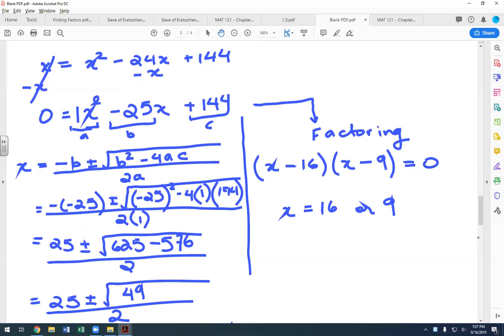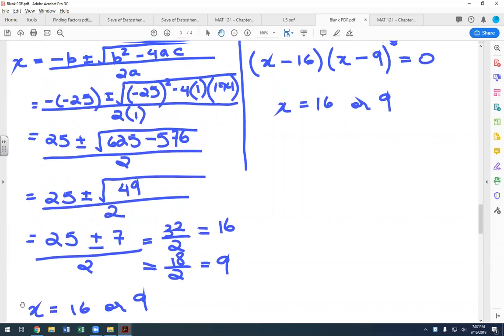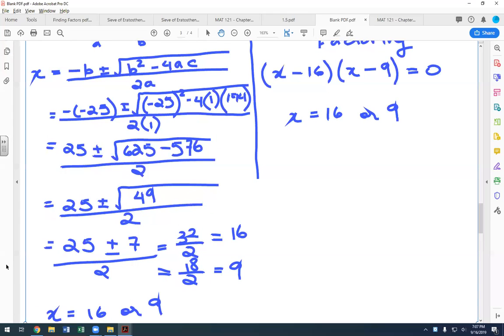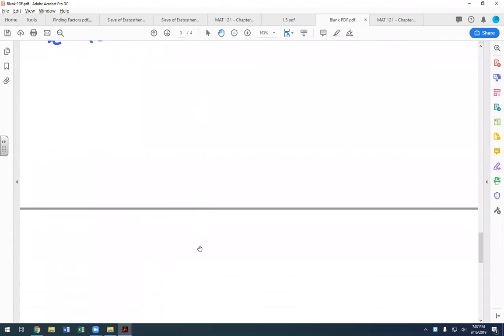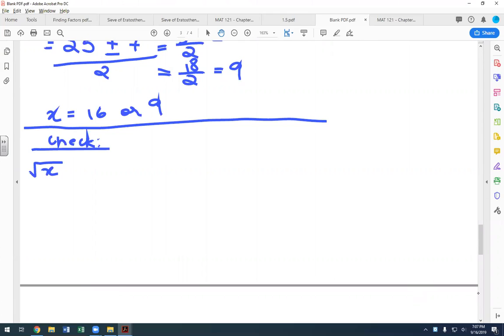Now checking for your extraneous, you actually just put it back into the original equation. So let's see if we can make it work here. Our original equation is square root of x plus 12 equals x. Try it with both the numbers.